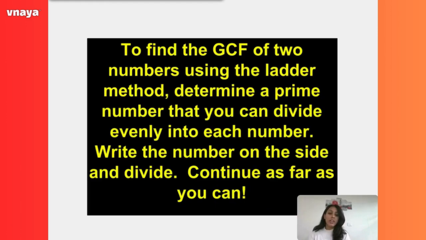To find the greatest common factor of any two numbers using the ladder or the division method, we have to start by determining the prime numbers that can divide both the numbers evenly. So, if you have any two numbers, you have to start by thinking about a prime number which divides both of them. Clear? Now, we write down that number on the side and continue dividing as it goes further, till the end, when we get no same numbers for the division. What I meant by that, let's see further.